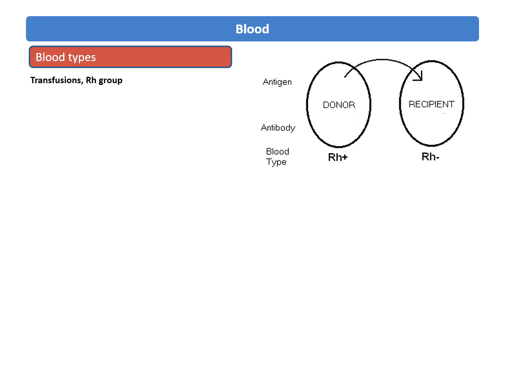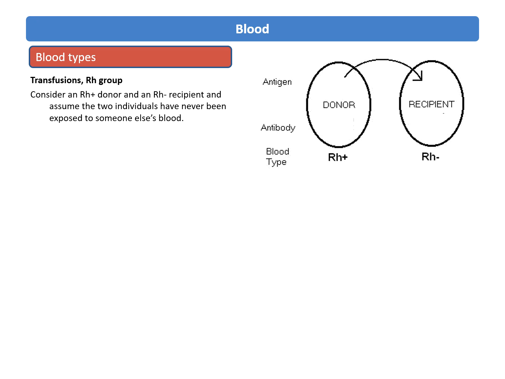Let's look at the Rh group. Now remember, we said there are more than 6 Rh types. Let's assume there's only one, because one of them is more important, and it allows us to understand it a little better. Let's consider an Rh positive donor and an Rh negative recipient, and assume the 2 individuals have never been exposed to someone else's blood.